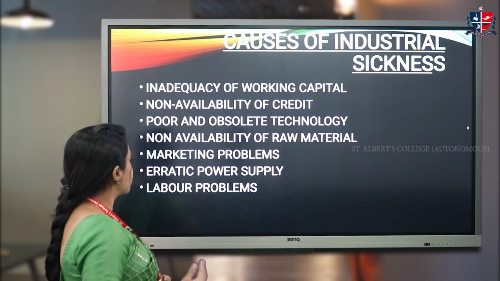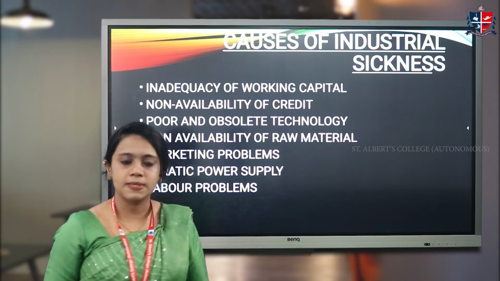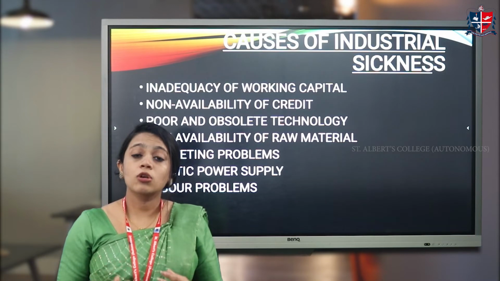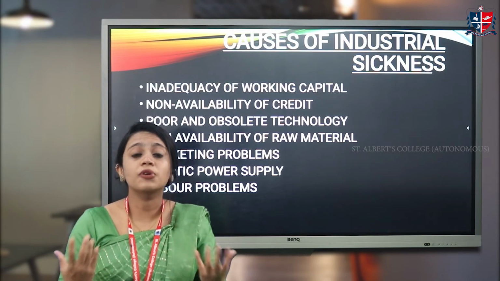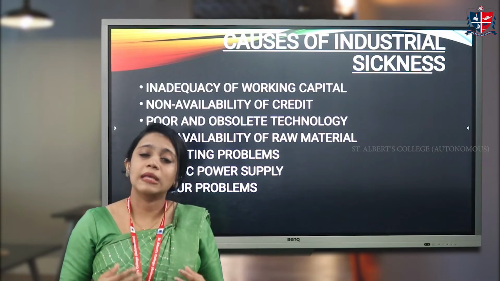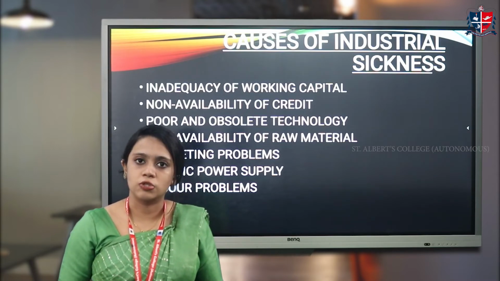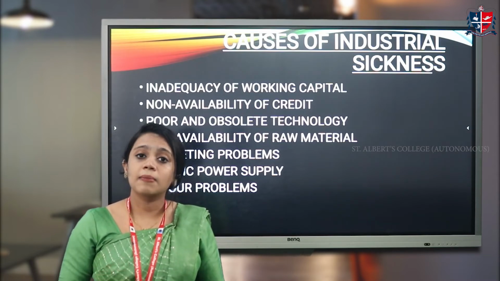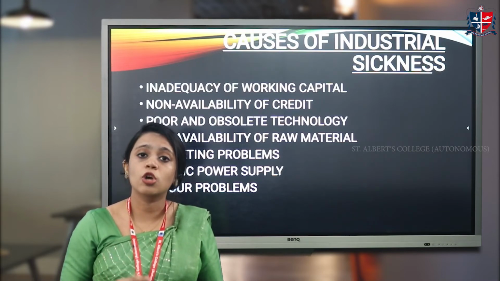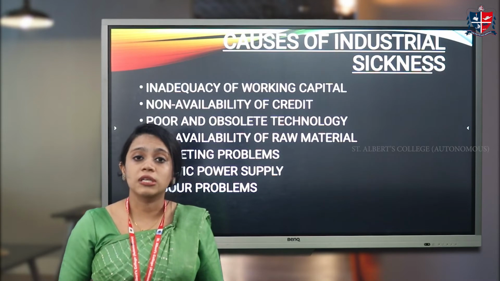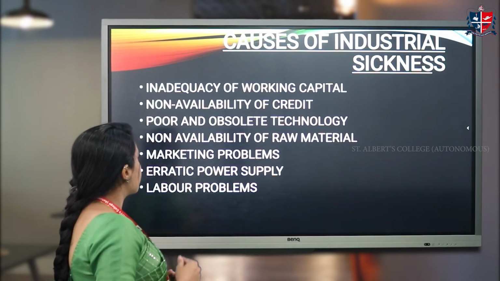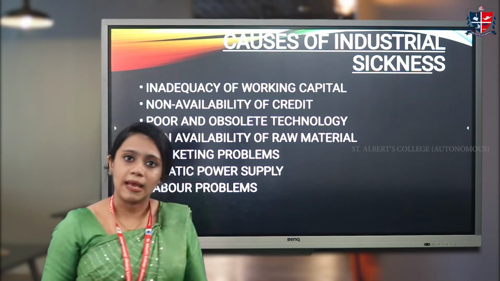The fifth point is marketing problems. Sometimes the industrial units may not know how to create demand for the product. Lack of marketing knowledge may result in less demand for the goods. Similarly, there may be less demand for the goods produced by the SSIs due to competition or change in the taste of the buyers.